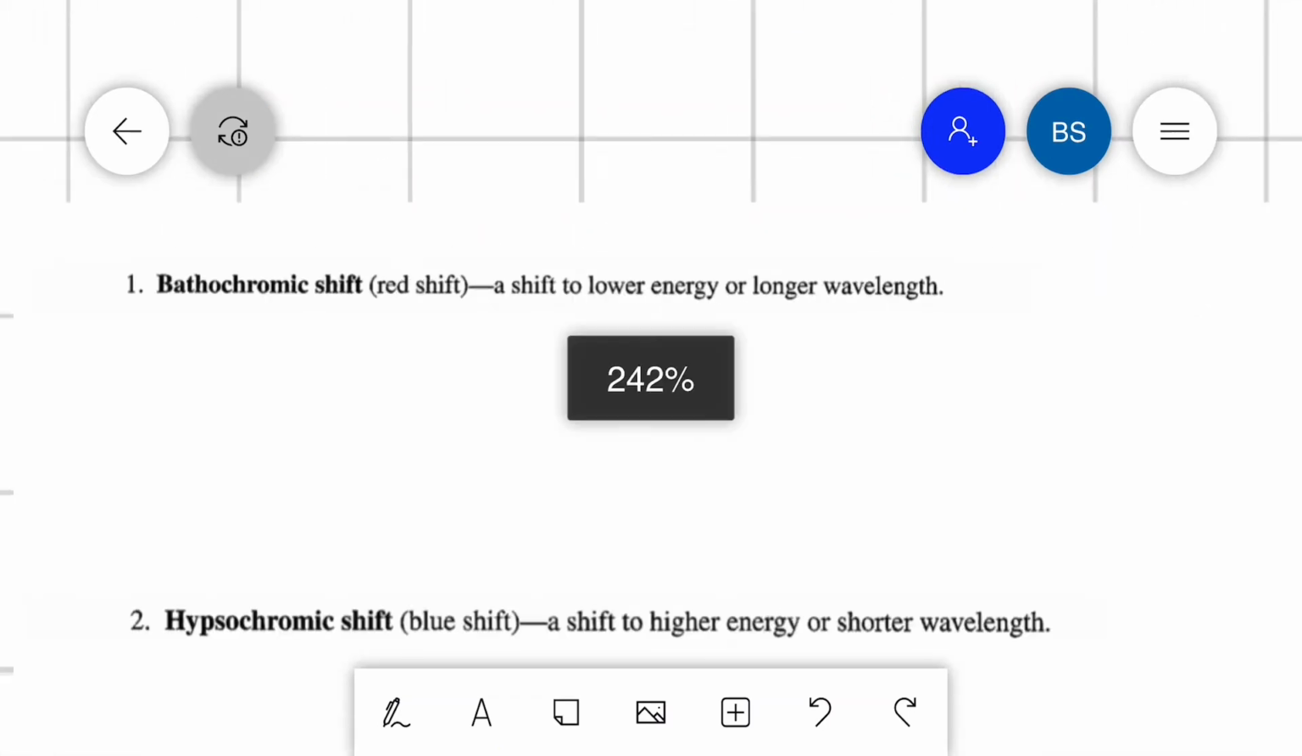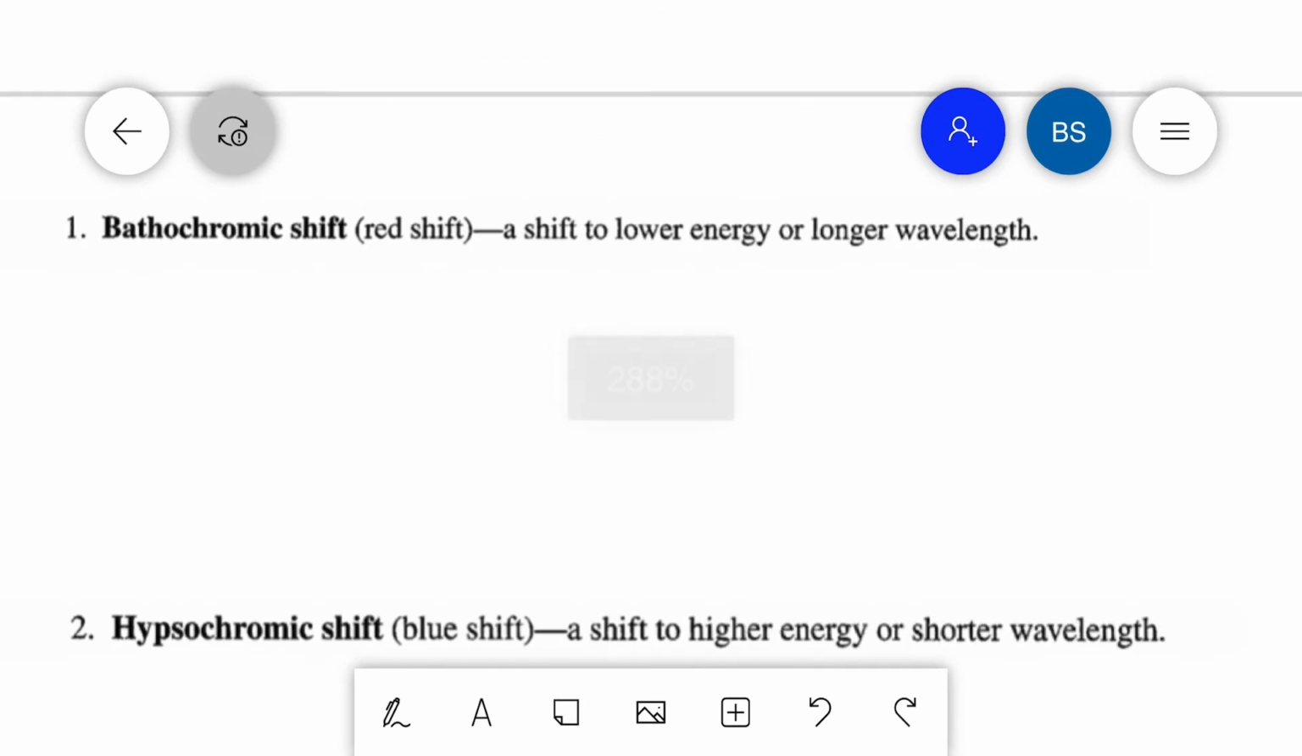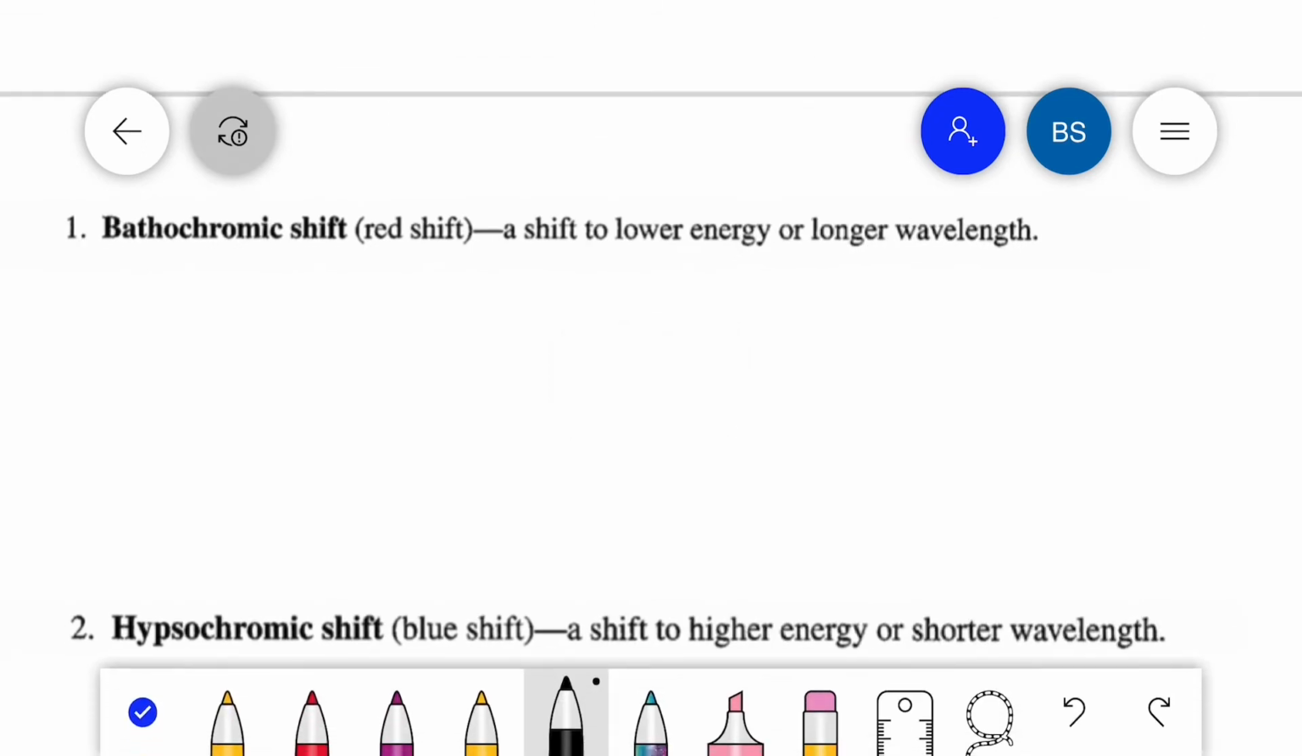Change in the pH, the effects of solvents, or even the substitution of a hydrogen in a chromophoric group often cause shifts in the position and intensity of absorption peaks. Based on that, there are four types of shifts, namely bathochromic shift, hypsochromic shift, hyperchromic shift, and hypochromic shift.